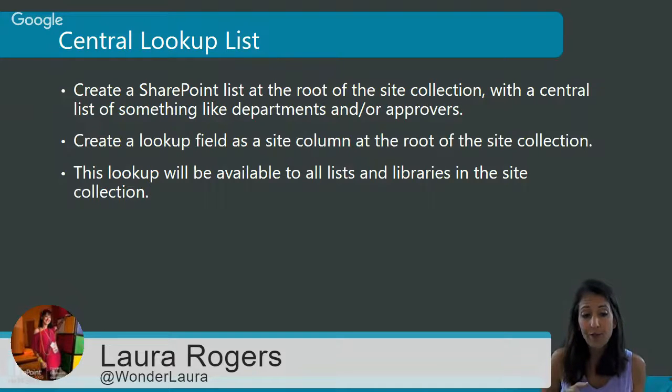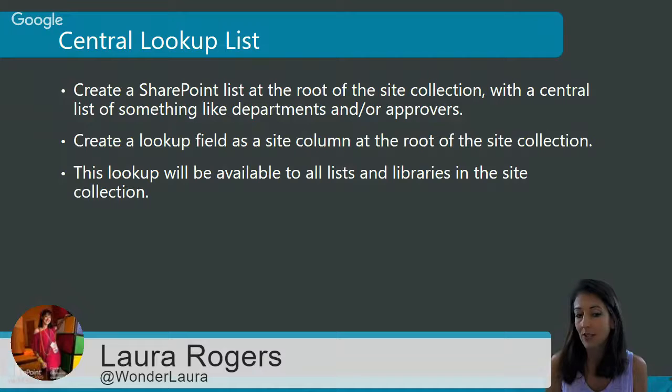So what you can do is at the root of your site collection, you can create the main list, like the list of departments with all the columns with more information about each department. And then at the root of the site collection, create a site column that is a lookup column. And it's going to look up to your departments. But guess what? When you create a site column, it's going to be available in all your subsites.